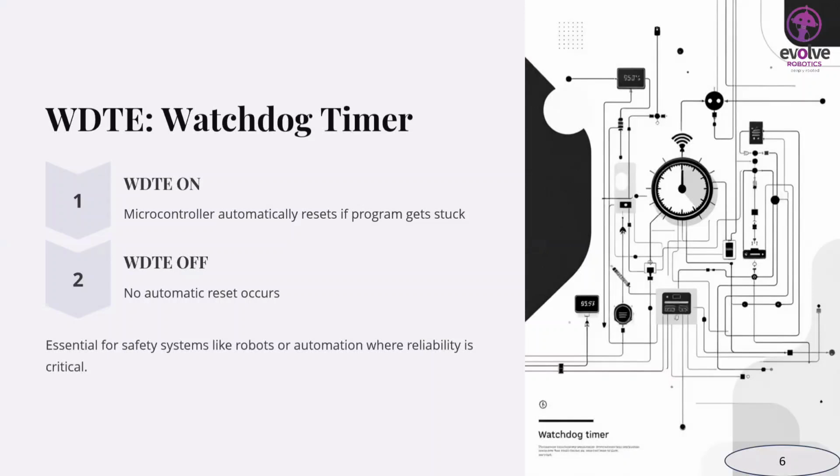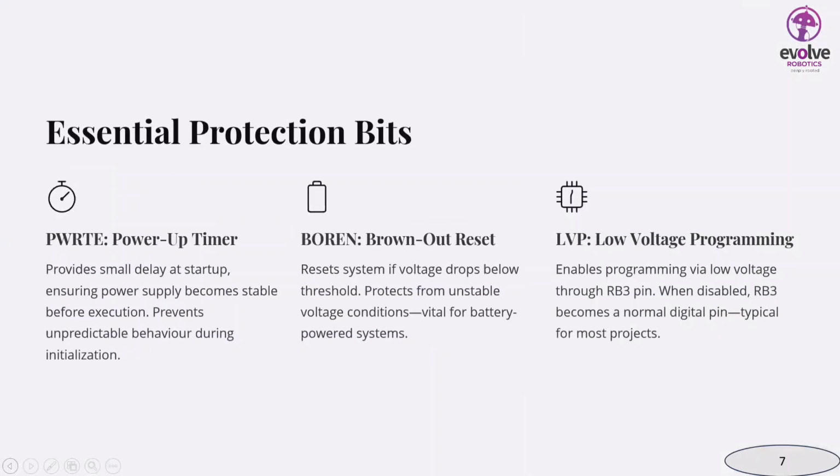Next bit is PWRTE. That stands for power up timer. If it is enabled, it gives a small delay when the system starts. This ensures that the power supply becomes stable before execution. Without this, the system may behave unpredictably during startup.